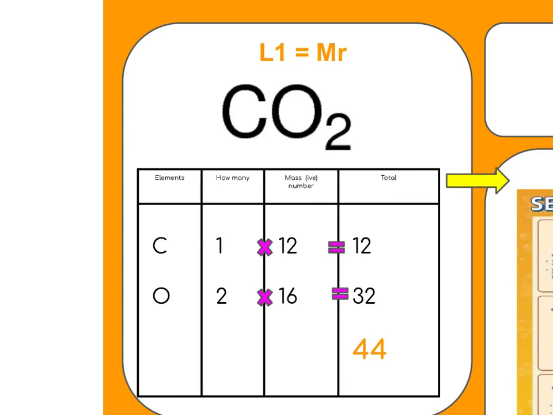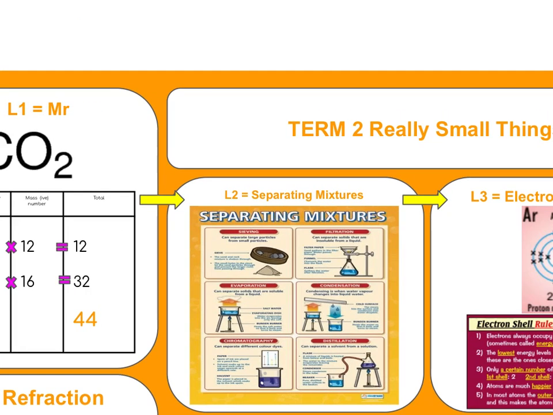Then I've used the periodic table to look up the big numbers. So the big number for carbon is 12, the big number for oxygen is 16. Now because I've got 2 oxygens, the molecular mass of oxygen is 32. I've only got one carbon, so it's 12. So 12 plus 32 is going to give me 44. So the answer for carbon dioxide is 44. It's got a molecular mass of 44.